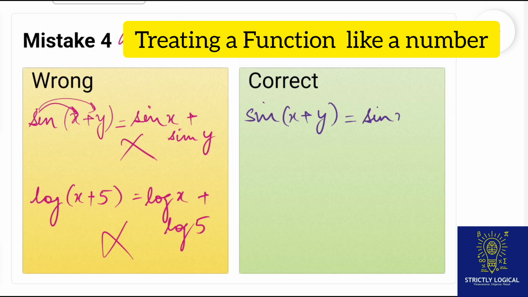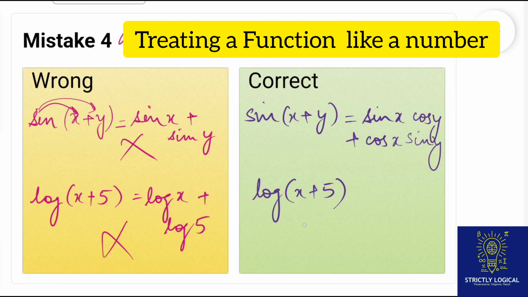Actually, there is an identity: sine of x plus y. Its RHS will be sine x cos y plus cos x sine y. Then there's the log part. There's nothing we can do to simplify this log part. You can't expand log into its own argument, so don't do that.